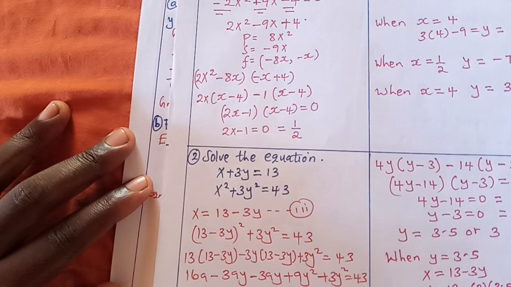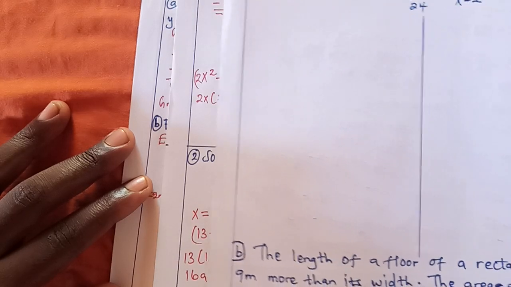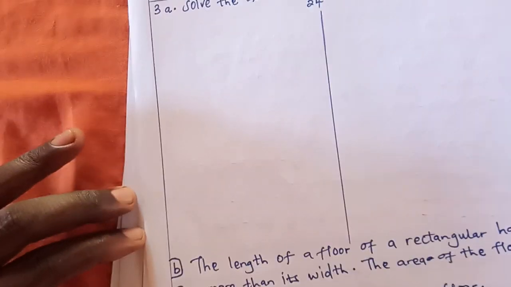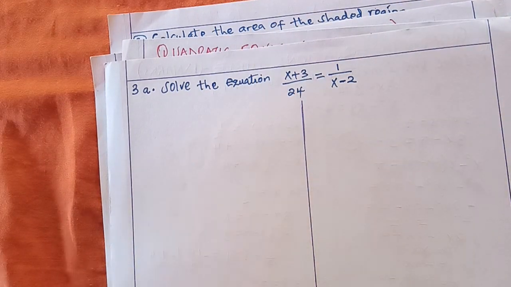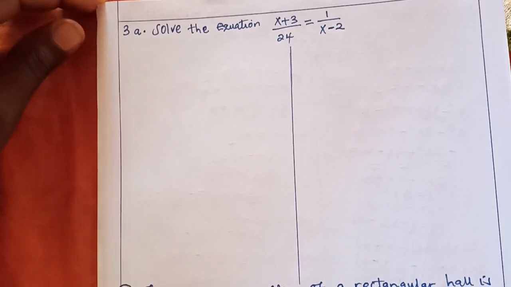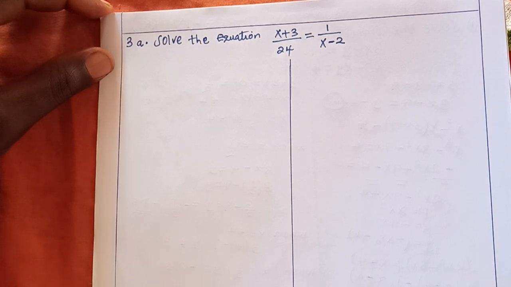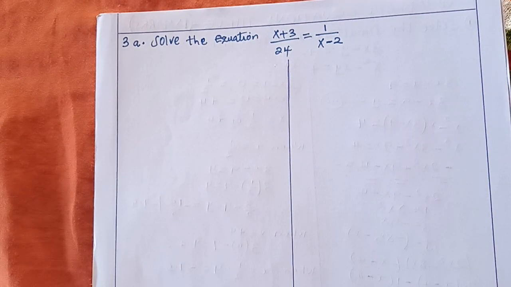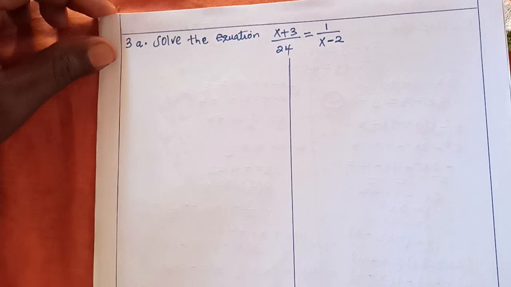We are going to do this last question, under the same title, quadratic equations in form 3, and this is more of an application question. It has got 10 marks, and it begins like this. Solve the equation (x plus 3) divided by 24 is equal to 1 over (x minus 2). This is an application question carrying 10 marks.